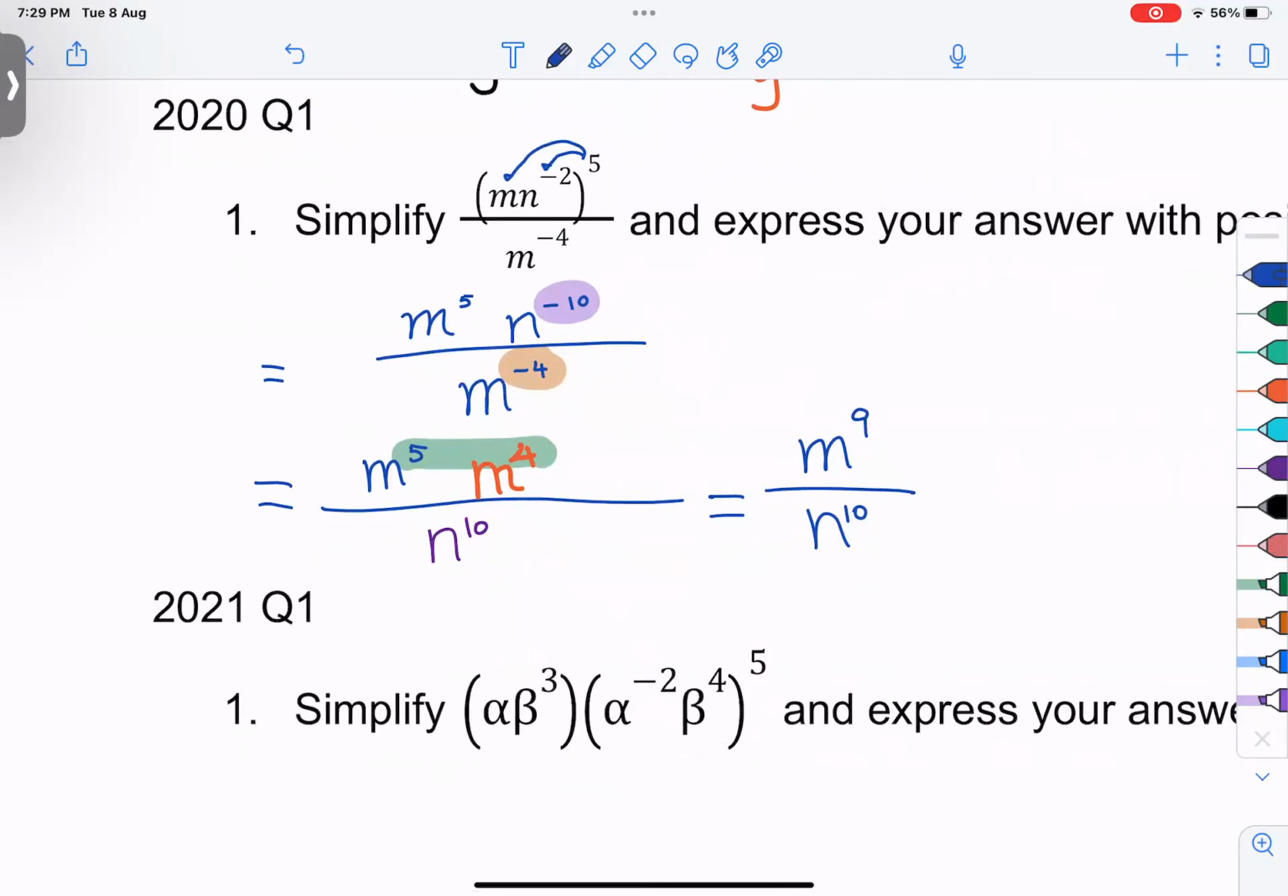2021. You guys at 2021 yet? Yes, but I don't know how to do this. Do you know how to do it? Does it look more complicated now?